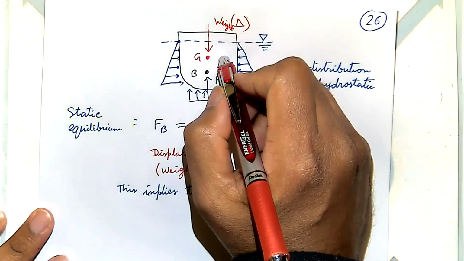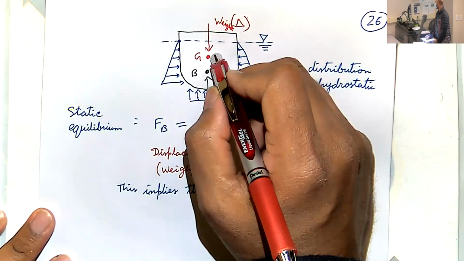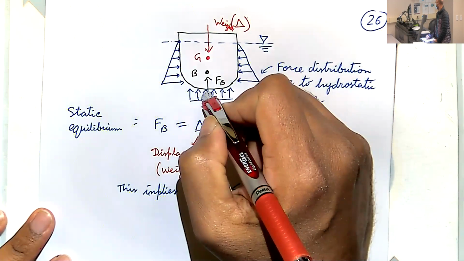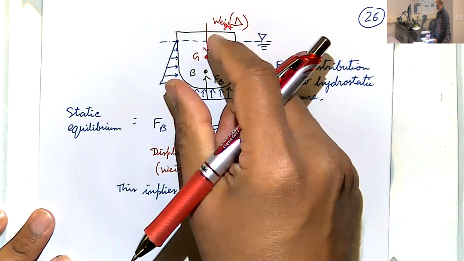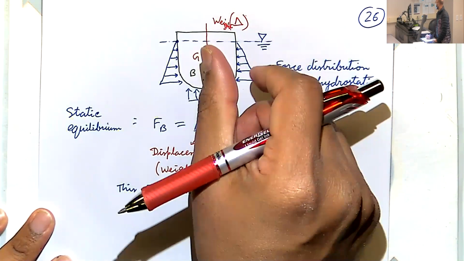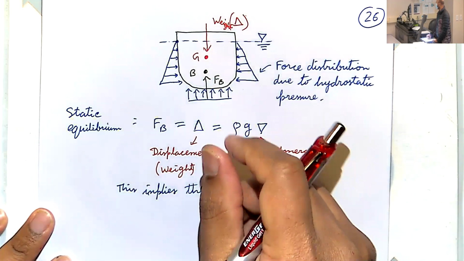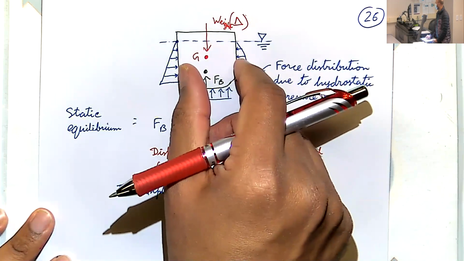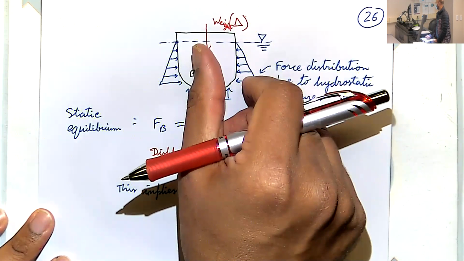Creates a moment. Okay, it creates a clockwise moment. You see this pointing downward and the buoyant force pointing upward. That's basically creating a torque or a couple. And that's what will cause your ship to tilt clockwise.